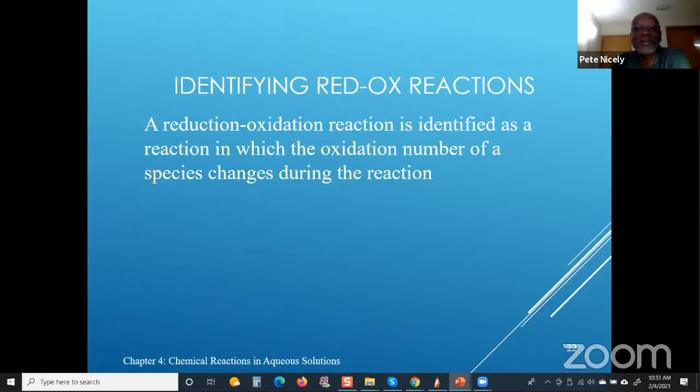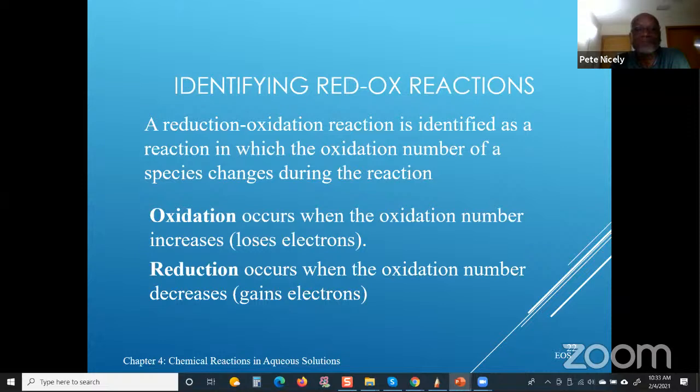Well, let me talk about oxidation first. So oxidation, we're going to deal with the numbers later on. Oxidation involves loss of electrons. We can look at it in that term for now. So oxidation involves loss of electrons, while reduction involves gain of electrons.